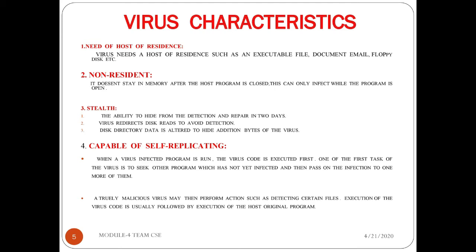Next, the fourth one, capable of self-replicating. When a virus-infected program is run, the virus code is executed first. One of the first tasks of the virus is to seek other programs which are not yet infected and then pass on the infection to one or more of them, so that all the programs present in the computer system may get affected. A truly malicious virus may then perform actions such as deleting certain files. Execution of the virus code is usually followed by execution of the host's original program. Next slide, please.